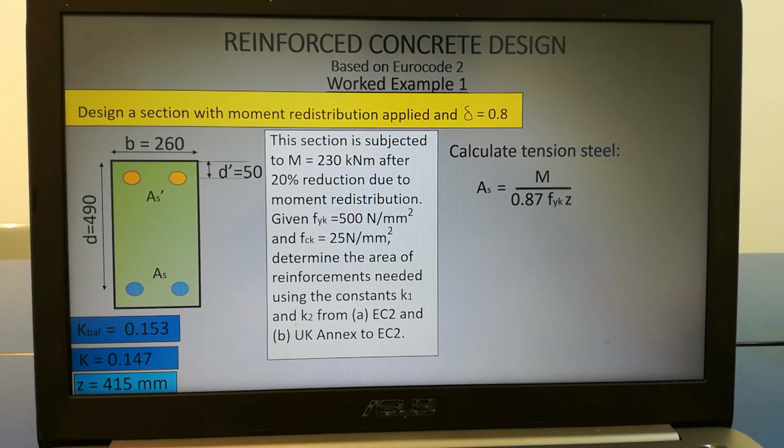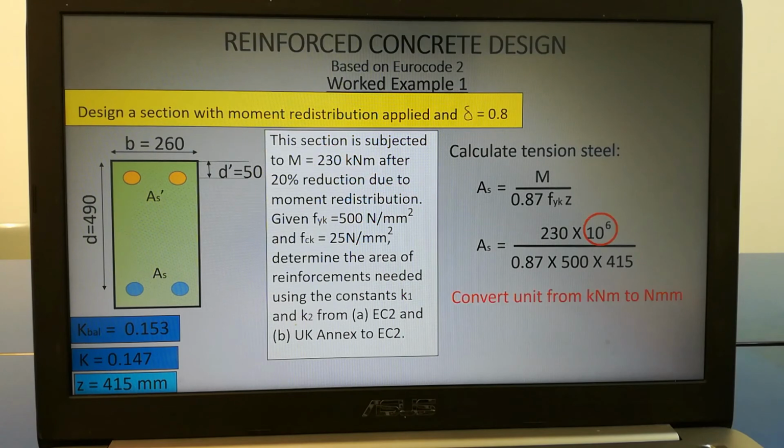This is the equation we use. Plug in the numbers. 230 is the moment imposed on the section. 10 to the power of 6 is the conversion factor from kilonewton meter to newton millimeter. 500 is the steel strength. 415 is the lever arm calculated earlier. We find the answer to be 1274 millimeter square.